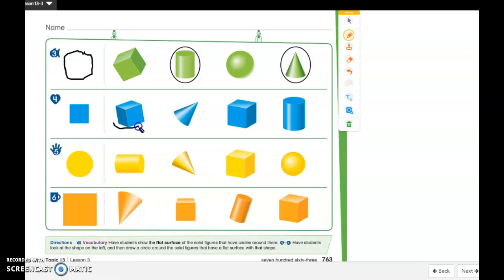I'm going to circle number 1, the first one. Nope, no squares there. And number 3. Good. Okay, what about the yellow row? What am I going to circle in the yellow row? Yellow row's got a little trick to it you got to catch.